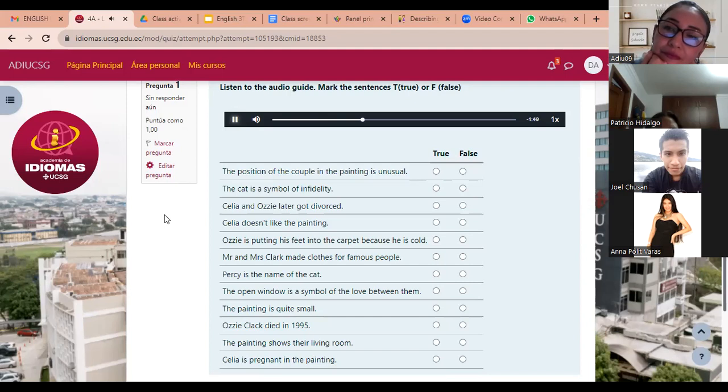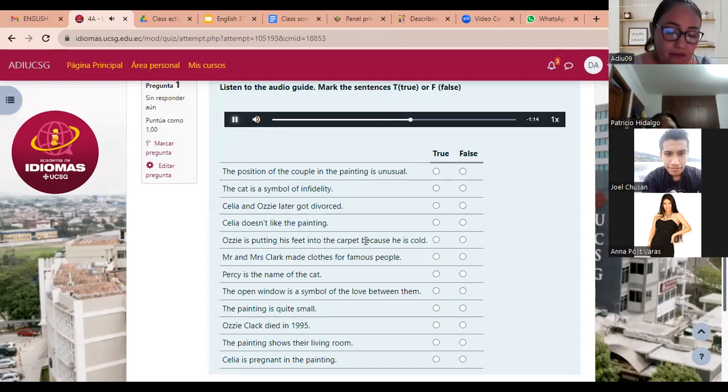Mr. and Mrs. Clarke and Percy is a very big painting, approximately 3 meters wide and 2 meters high. The couple are wearing typical clothes of the late 1960s. Celia is wearing a long dress, and in fact, she was expecting a baby at that time. Her husband isn't wearing any shoes, and he's putting his feet into the carpet. This was because Hockney had a lot of problems painting his feet. He just couldn't get them right.